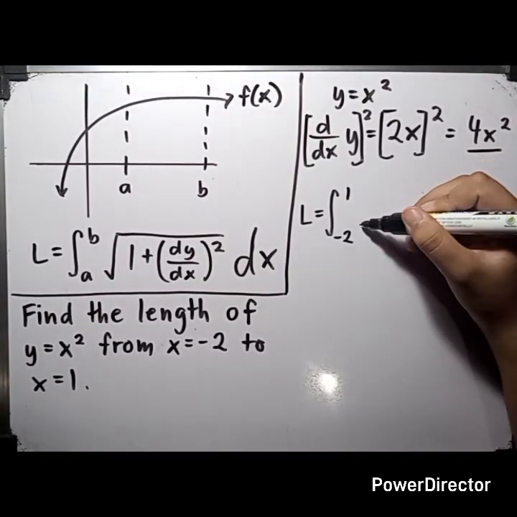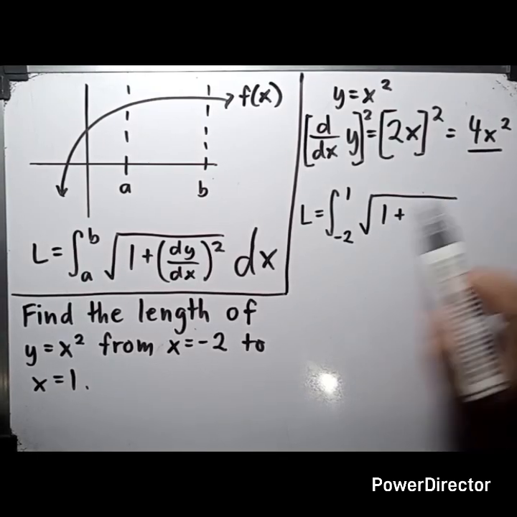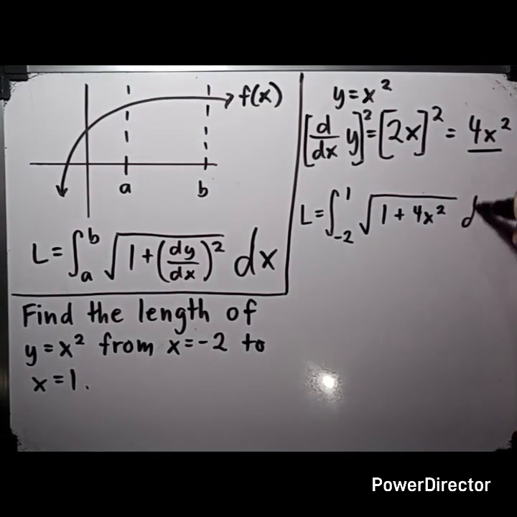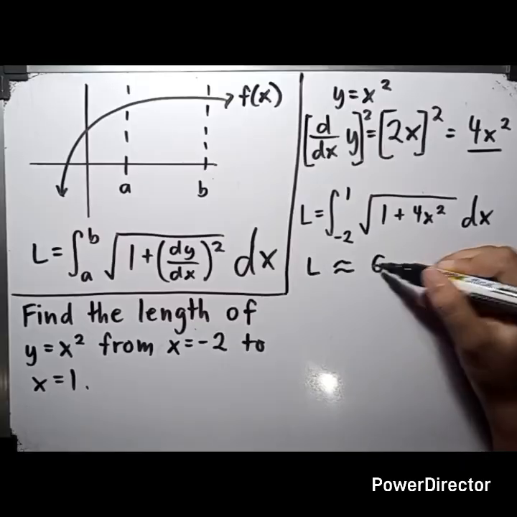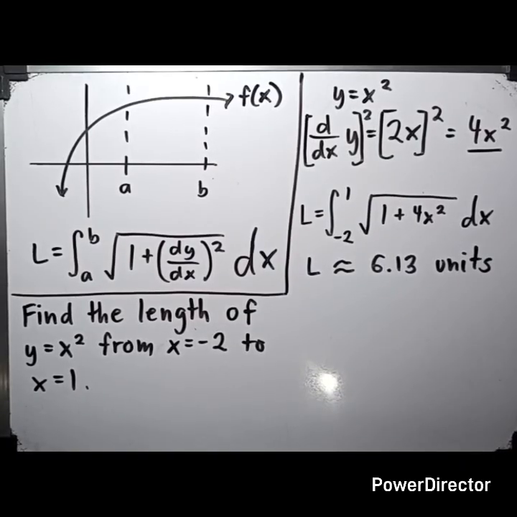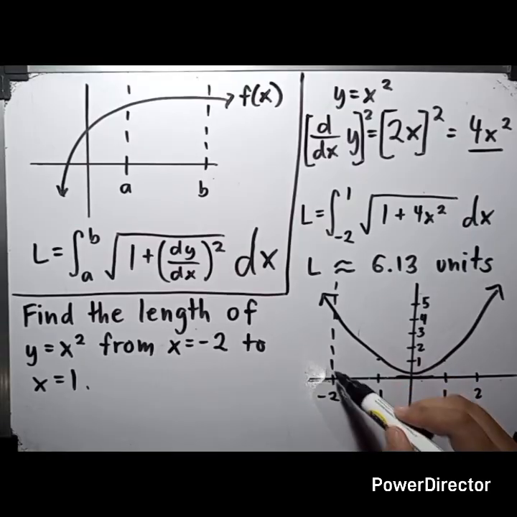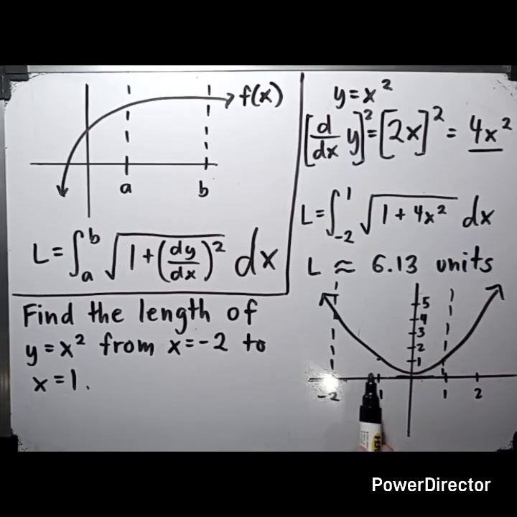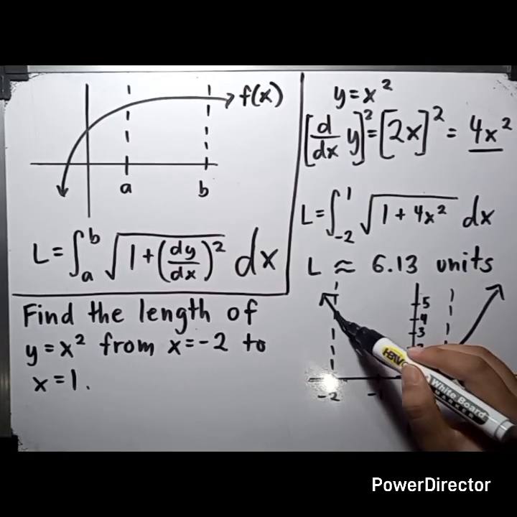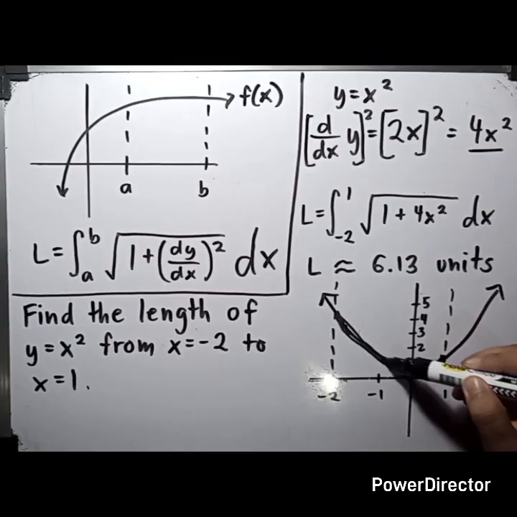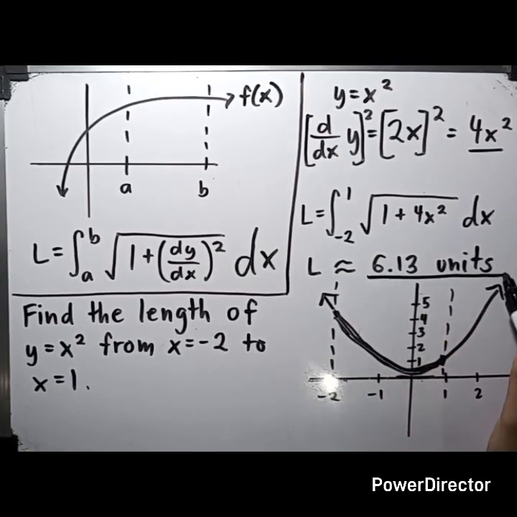Then input the values. Compute and integrate, we have our length 6.13 units. From here, negative 2 to 1, this is our arc length. Simple, right?